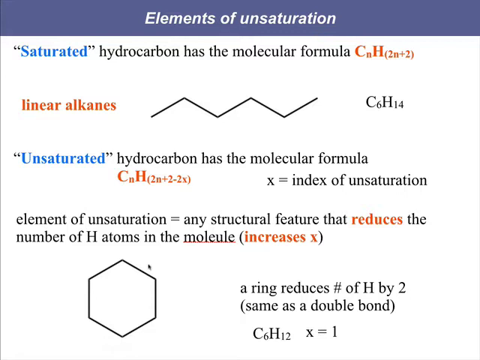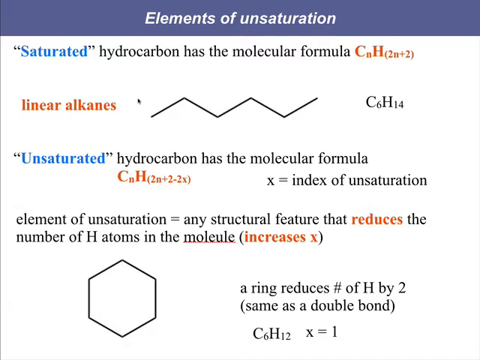How about cyclohexane? Here we go. So again, the formula for cyclohexane, C6H12, meaning that we've got 6 carbons, but we don't have as many hydrogens as we can fit. We don't have 14. Instead, we have 12. So that means that we've lost 2 hydrogens from our maximum amount possible, which means that our index of unsaturation is 1. What structural element in this molecule is the element of unsaturation? Can you tell? It's the ring.